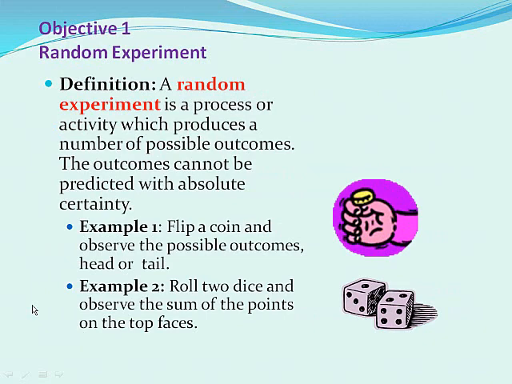A random experiment is a process or activity which produces a number of possible outcomes. The outcomes cannot be predicted with absolute certainty. For example, if you flip a coin, the possible outcomes are head or tail. It is a random experiment. If you roll two dice and observe the sum of the points on the top faces, it is also a random experiment.